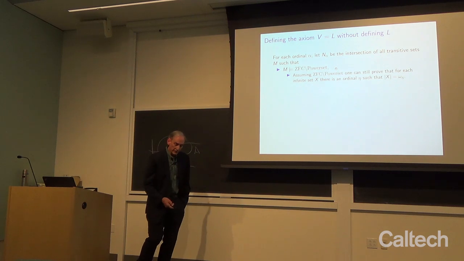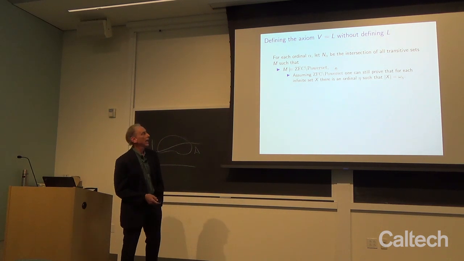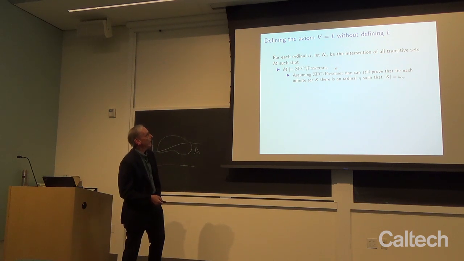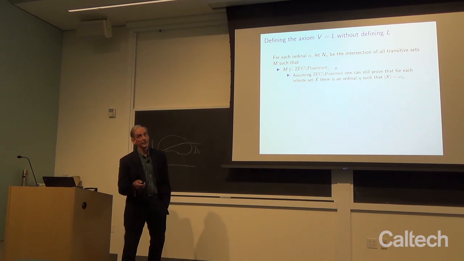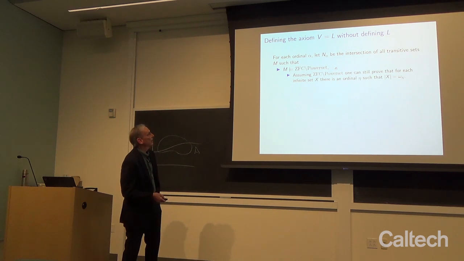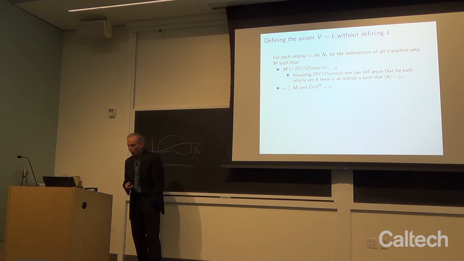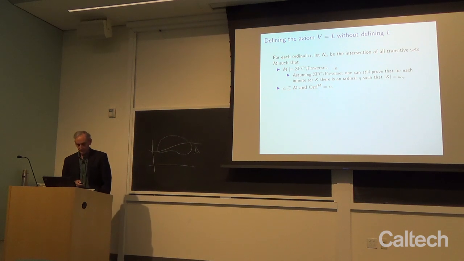Okay, so when we want to define V as ultimate L without defining L, how about we define it like this? For each alpha, we could intersect all the transitive sets M, now this may be empty, such that M models ZFC minus power set. Now ZFC minus power set is the ZFC axioms where you throw out the power set axiom, keeping infinity. You can still prove that every infinite set has a cardinality. We want alpha to be contained in M, and we want the ordinals of M to be alpha. So that's N alpha. We just intersect them all. There may be none.